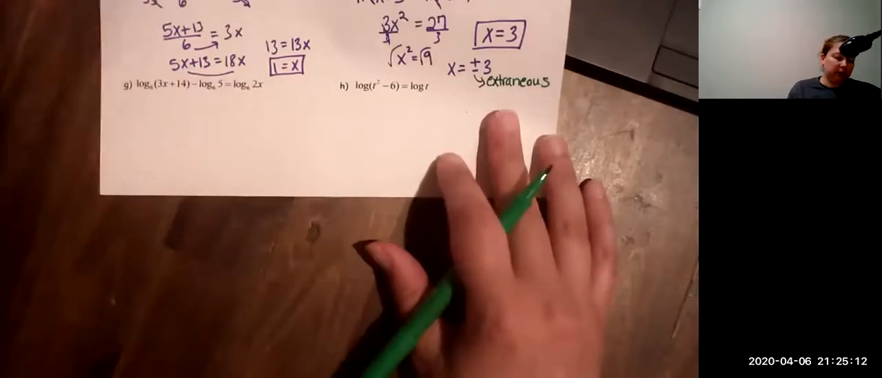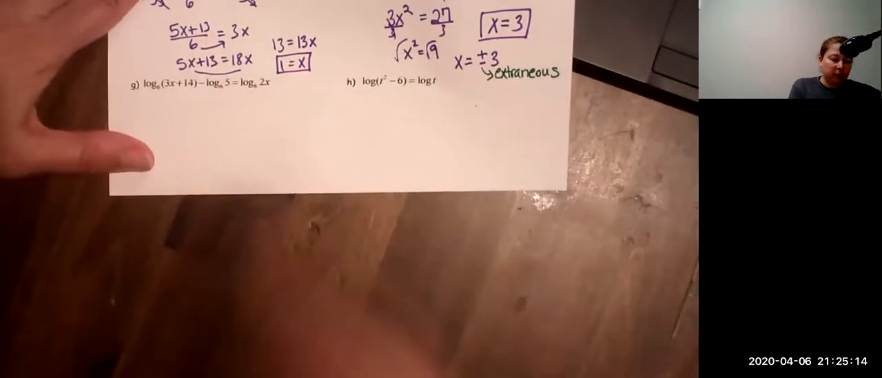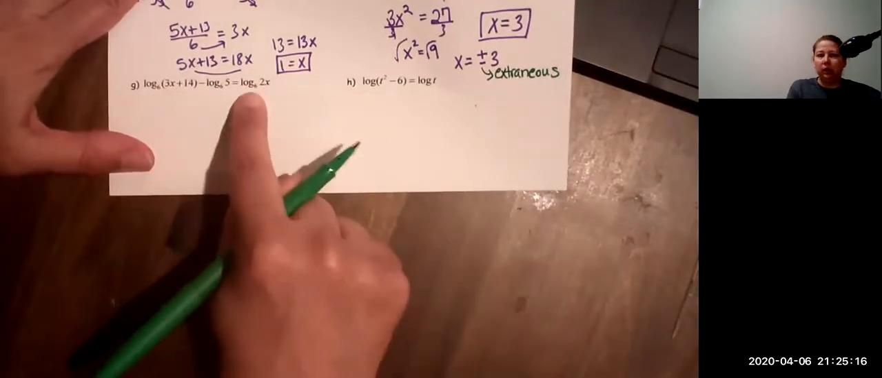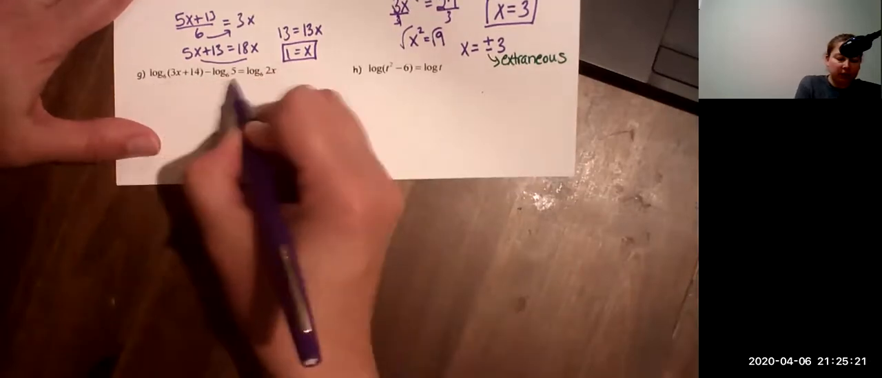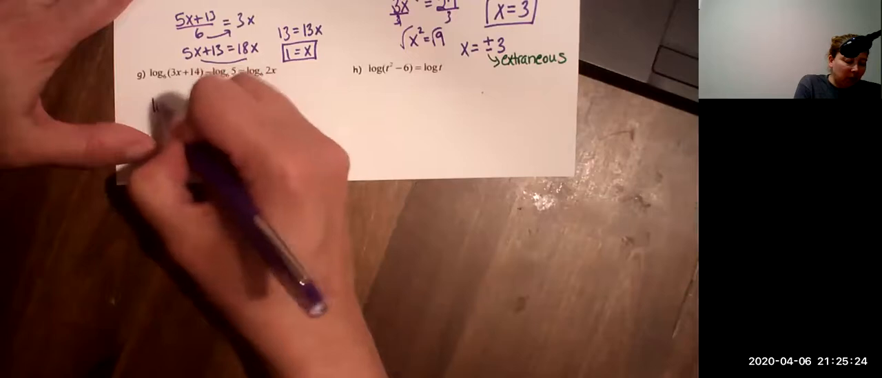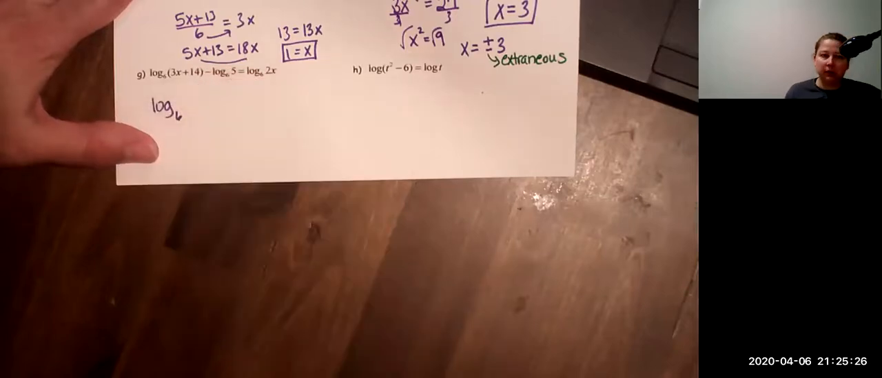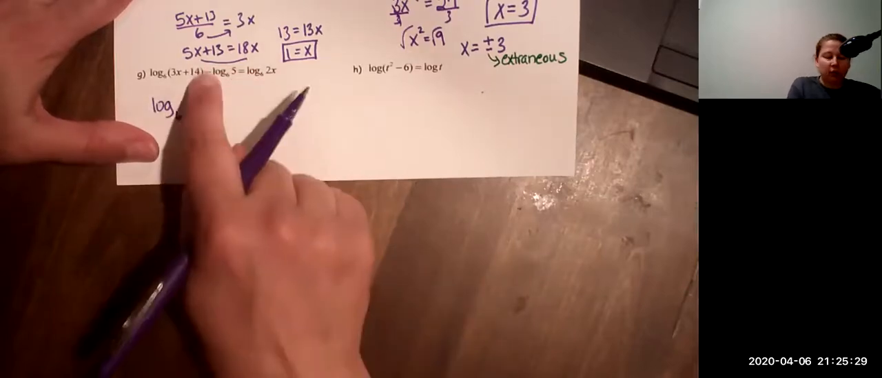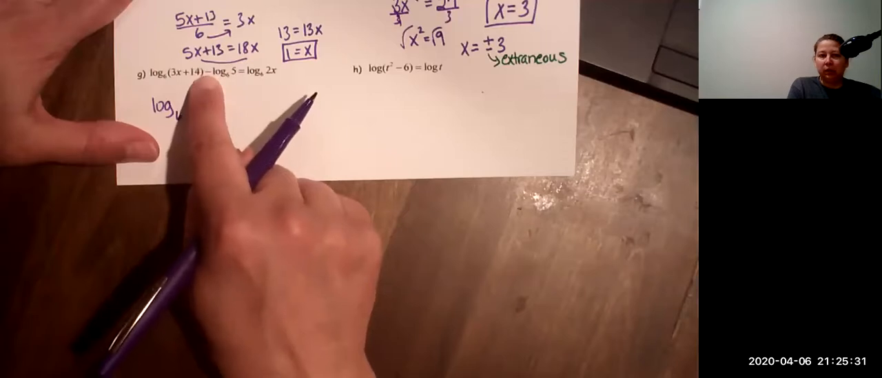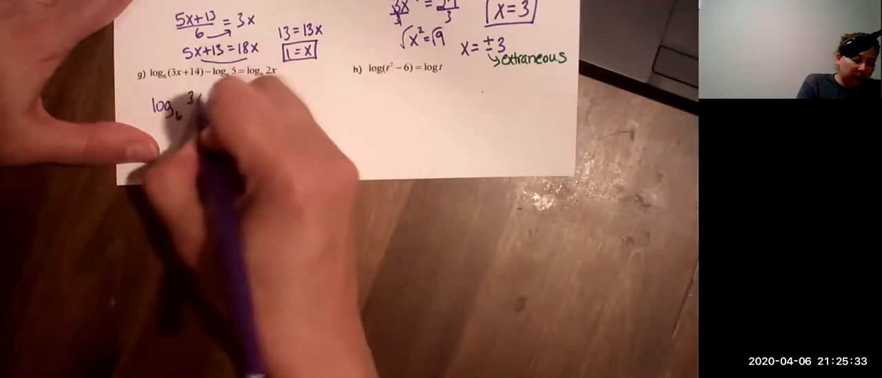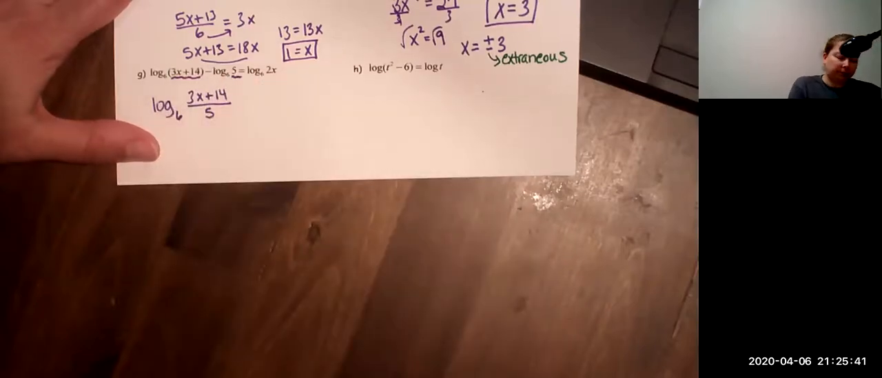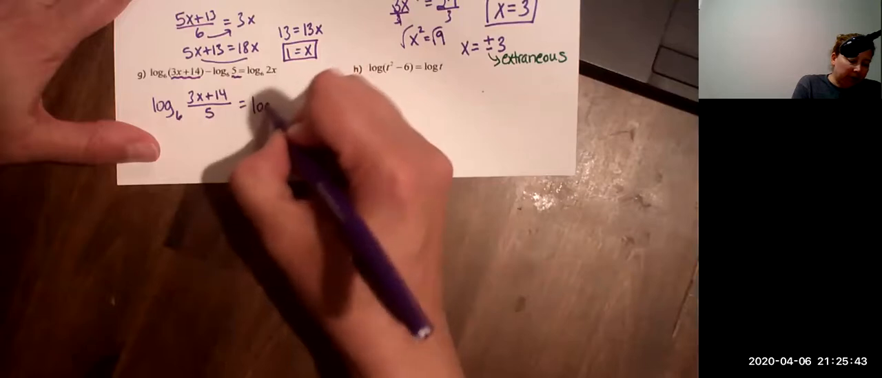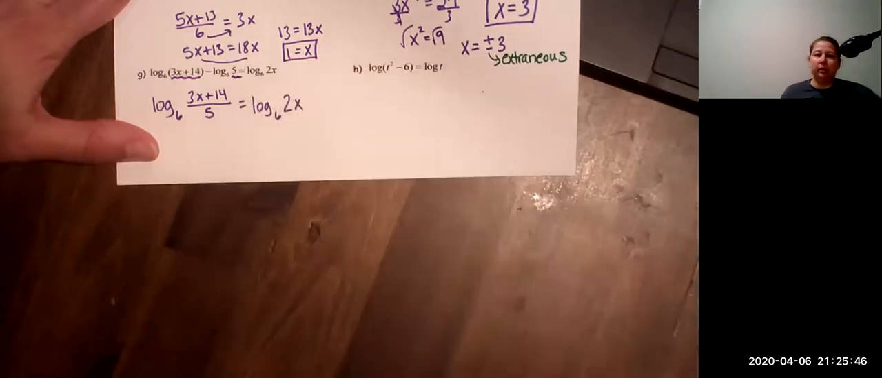Okay, let's go down here. We look at this one. We have 2 logs on this side and only 1 log on that side. So before we can do anything else, we have to condense this side over here. Whenever you condense, you have 1 log. So it's log with a little 6. Again, it's a subtraction. Subtraction when you're condensing turns into division. So we put 3x plus 14 over 5. So this goes to the top, this one goes to the bottom. This one, log base 6 of 2x.